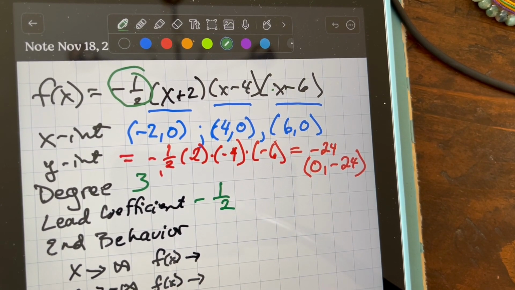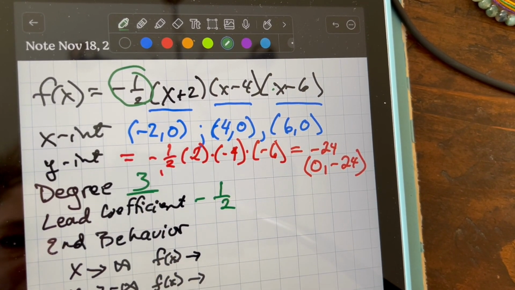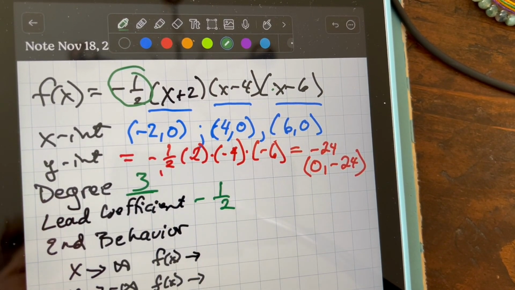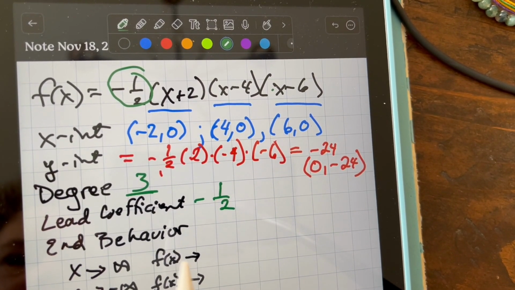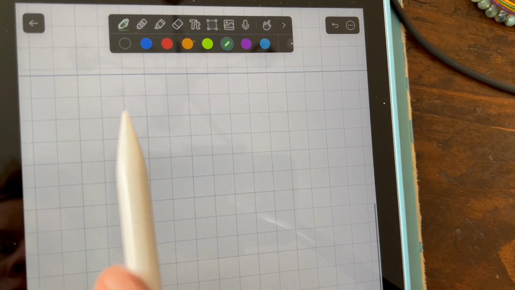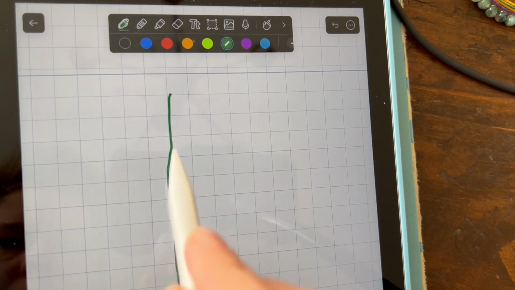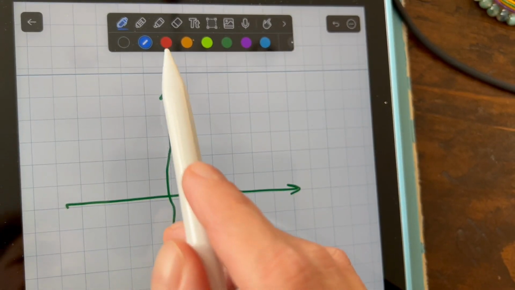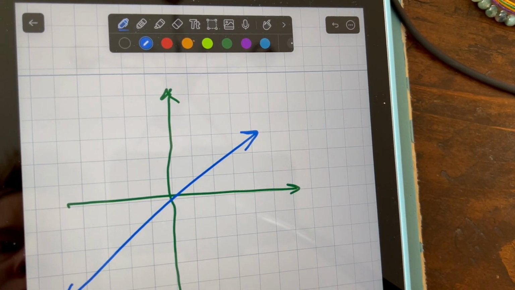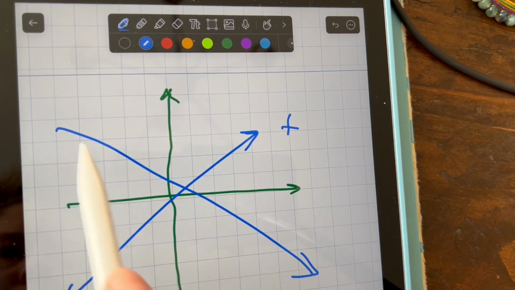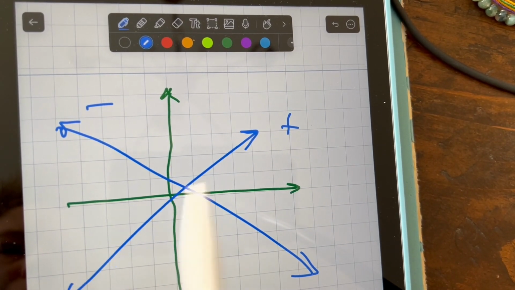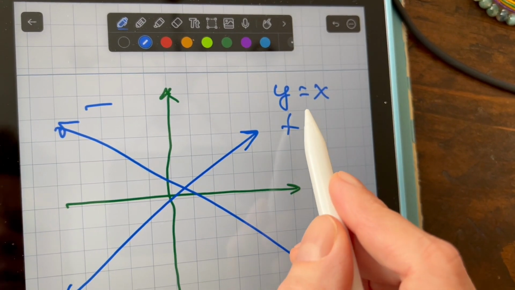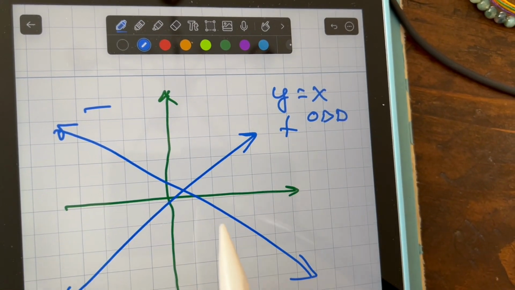Now, end behavior has to do with degree, and whether or not the lead coefficient is positive or negative. The easiest way to talk about this is to do a basic graph of a line and a basic graph of a parabola. So a basic line, something like this is positive, something like this is negative. And this is y equals x. So that's an odd degree. Remember our evens and odds?